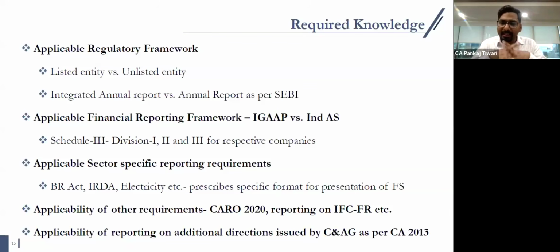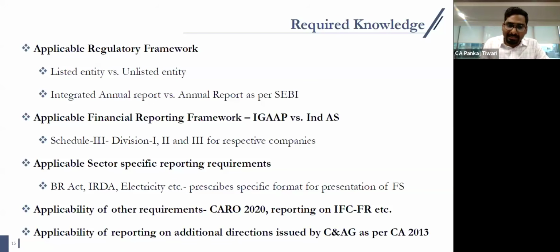Now, before you read any annual report, my friend, you should have at least some basic knowledge on the company per se. And I'll tell you why they are required and why they are relevant also. One is the applicable regulatory framework. We spoke on one framework, which is integrated annual report versus annual report, which we have already discussed, that the top 1000 companies based on the market cap need to present an integrated annual report. Listed versus unlisted. Why is this relevant, my friend?